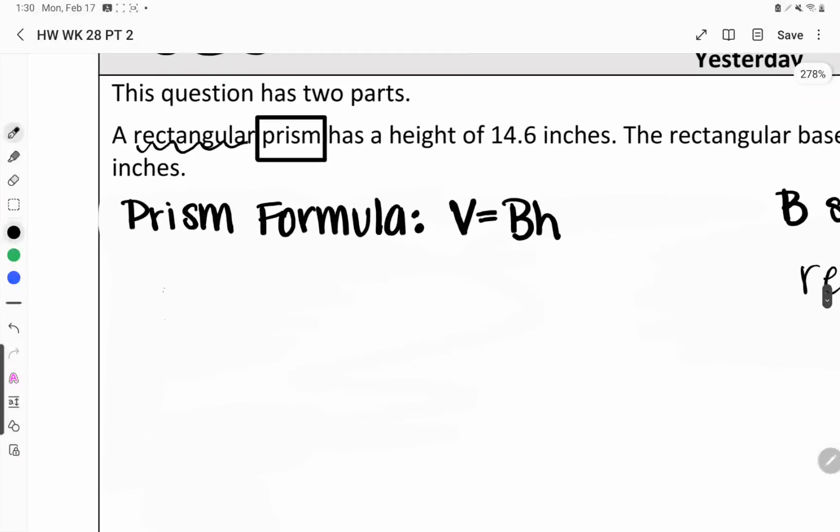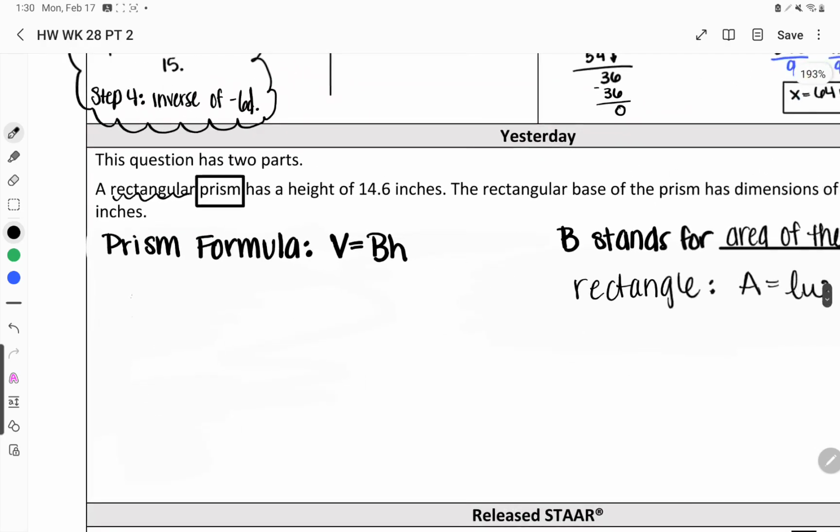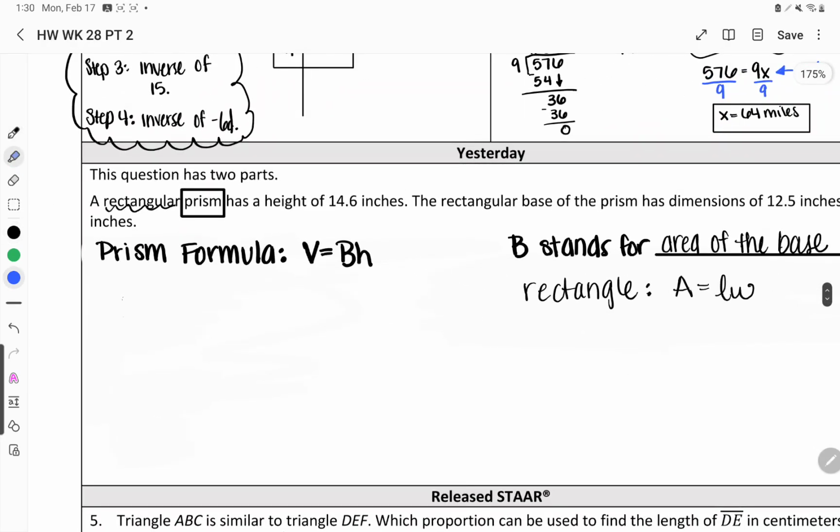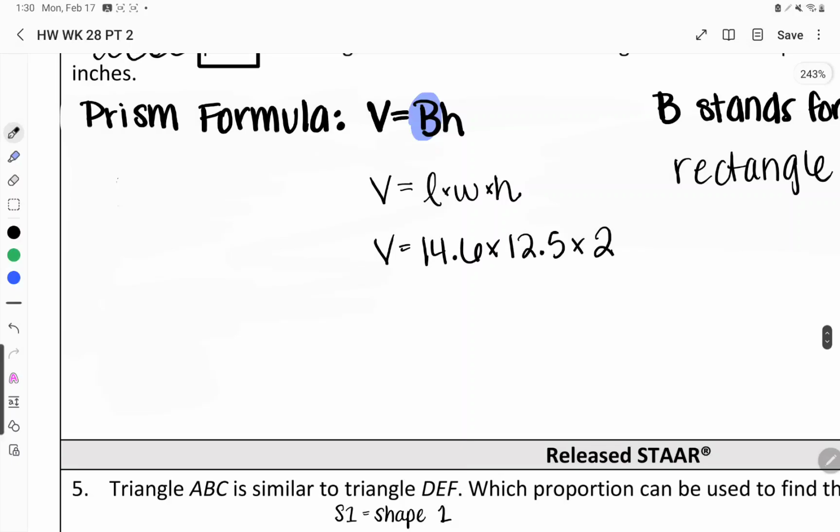So over here, instead of saying volume equals area of the base times height, I have to replace big B with length times width, because that is the area formula for my base. So I'd have length times width times height. So what would I plug in? I would have 14.6 times 12.5 times 2. I'm going to start by doing 12.5 times 2. That just seems the easiest to me, so that's what I'm starting with.